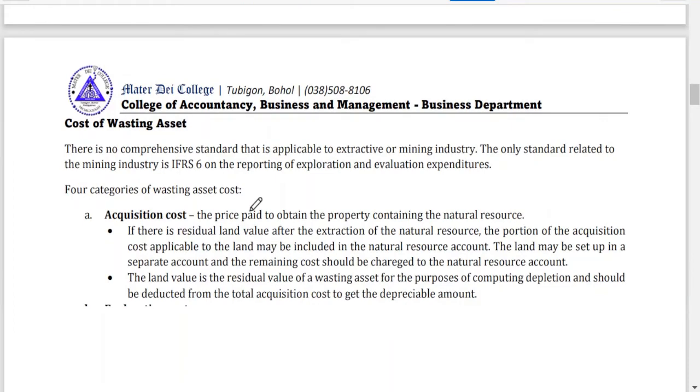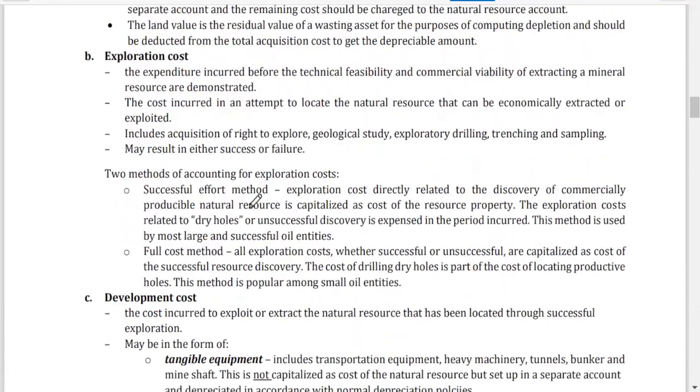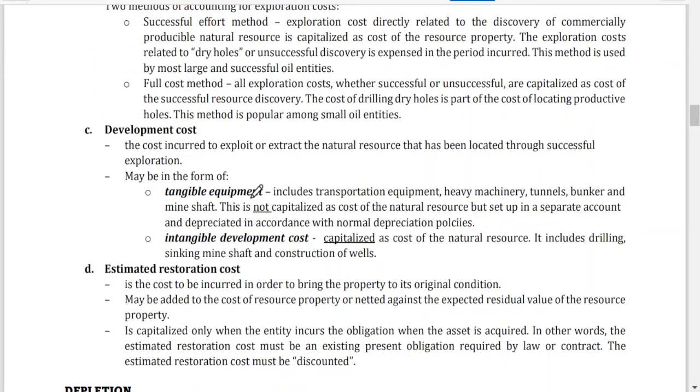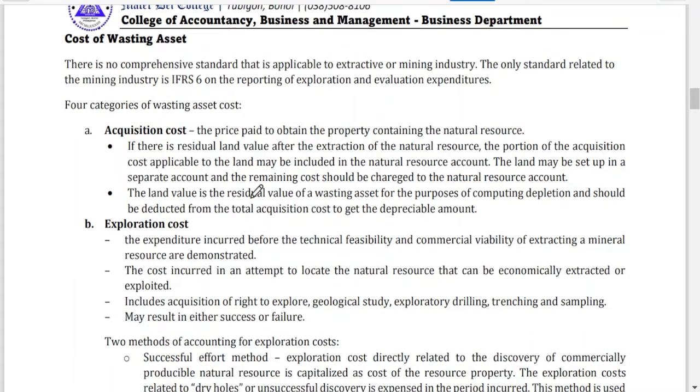What is the cost of the wasting assets? There are 4 categories of the wasting asset cost: the acquisition cost, exploration cost, development cost, and the estimated restoration cost. We have to take note that there is no comprehensive standard that is applicable to the extractive or mining industry. The only standard related to the mining industry is IFRS 6 on the reporting of the exploration and evaluation expenditure. So now let's go to the categories of the costs related to the wasting asset.